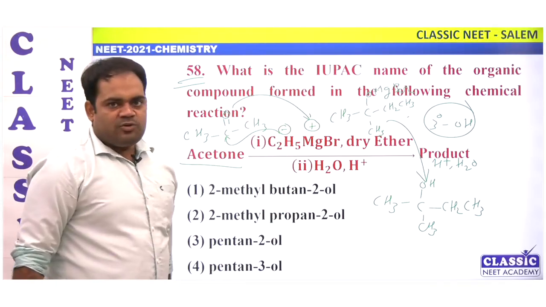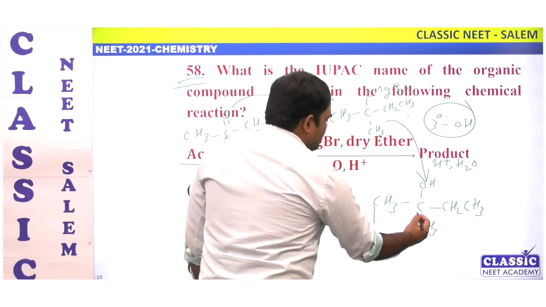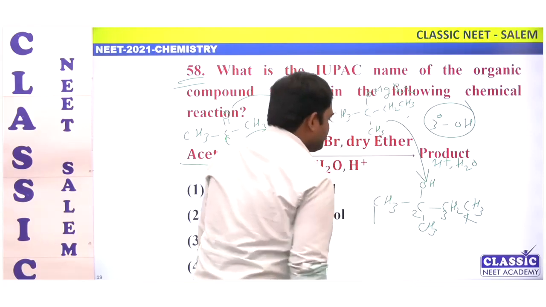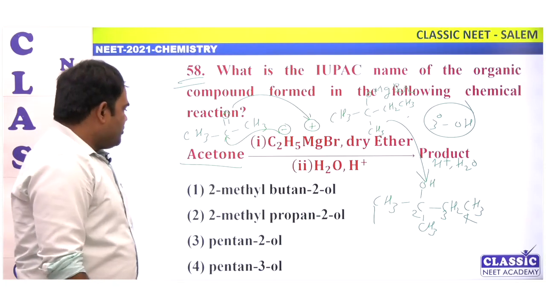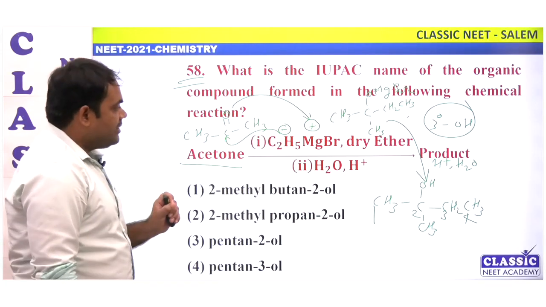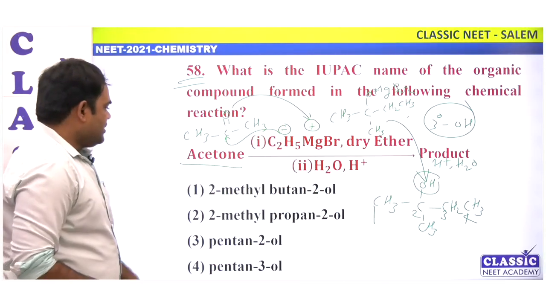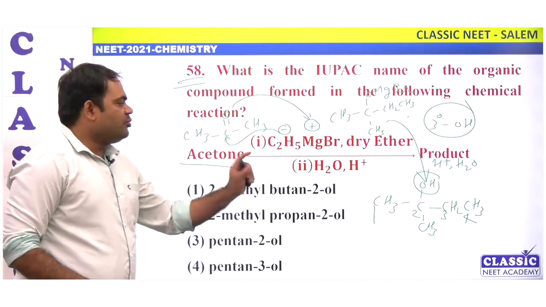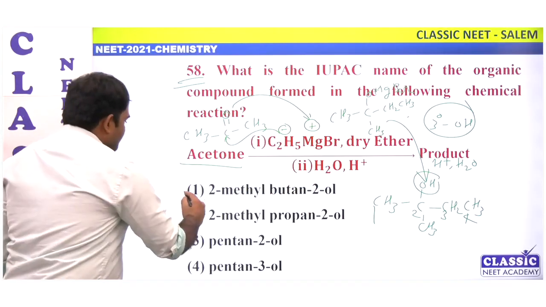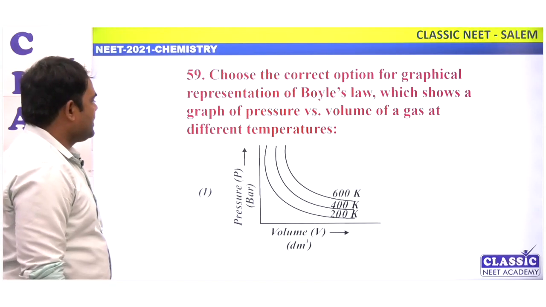We are going to write the IUPAC naming. So 1, 2, 3, 4. At the second position methyl and second position also hydroxyl is present. So what we can say is 2-methyl butan-2-ol, because of the 4 carbons. So the first one is the correct answer.